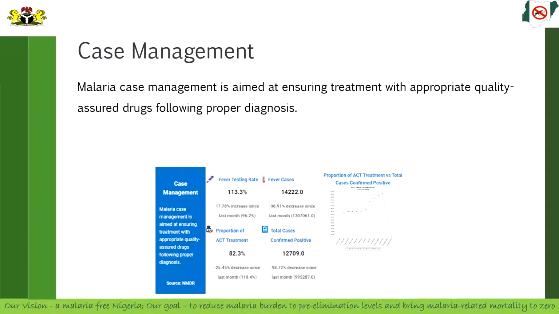Now, under case management, we equally have the testing, fever testing rate, the fever cases themselves, and also other charts. We also have ACT treatment in proportion and total confirmed cases. This is just an analysis. Some are absolute numbers, some are in proportion. It is just for you to look at within the period of review to make a little analysis to determine what is happening within that period of review and also in a particular state as the case may be.